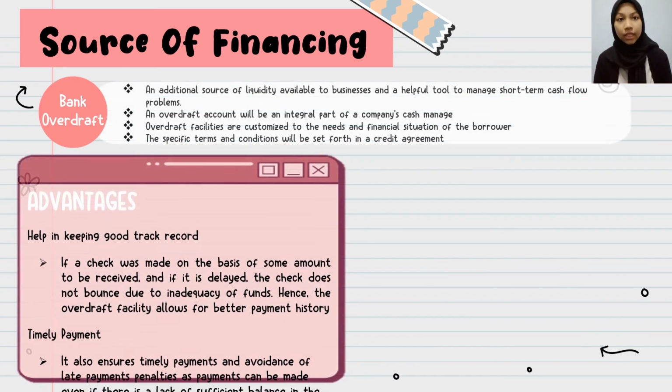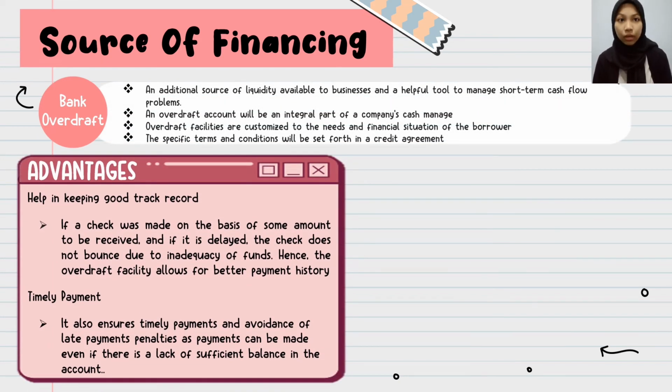There are advantages and disadvantages of bank overdraft. The first advantage is that it helps in keeping a good track record. If a check was made on the basis of some account receivable, and there is a delay, the check does not bounce due to inadequacy of funds. Hence, the overdraft facility allows for a better payment history. Second is timely payment. It also ensures timely payments and avoidance of late payment penalties, as payment can be made even if there is a lack of sufficient balance in the account.